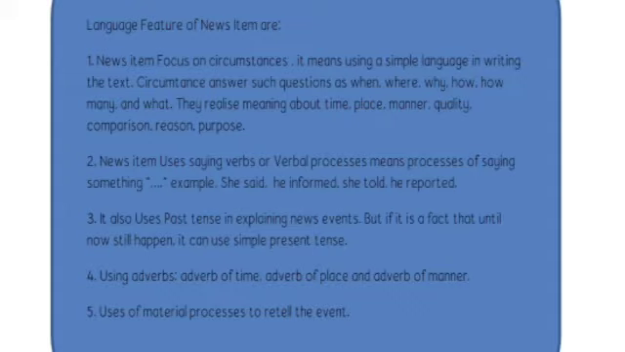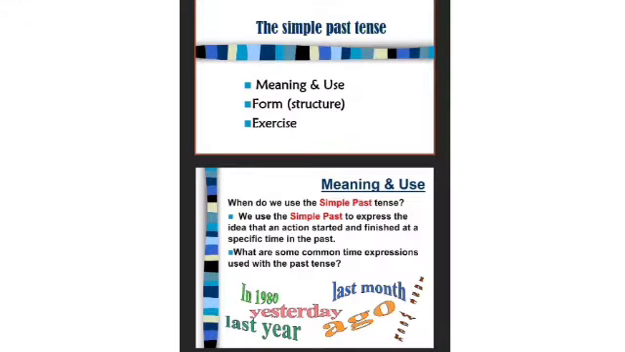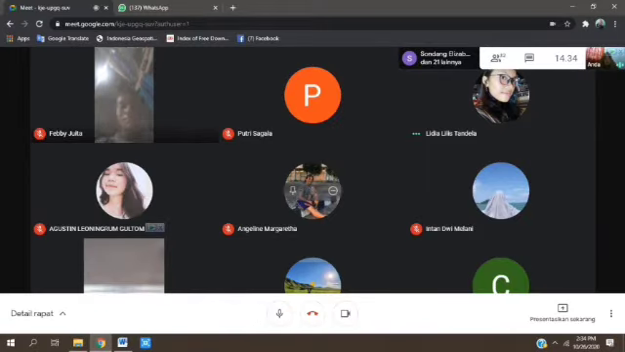The fourth is tenses, using past tense in explaining news events. But if it is a fact that still happens until now, or is still a fact, then we can use simple present tense. Do you get it? Have you understood? Okay, thank you. I have sent you the material about simple past, and I hope you have learned about it.